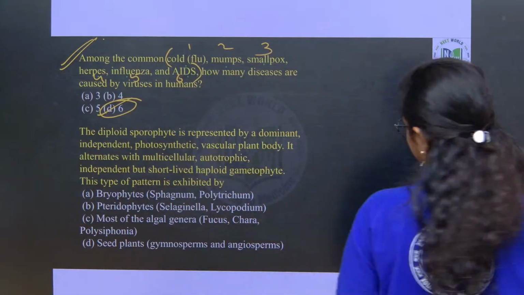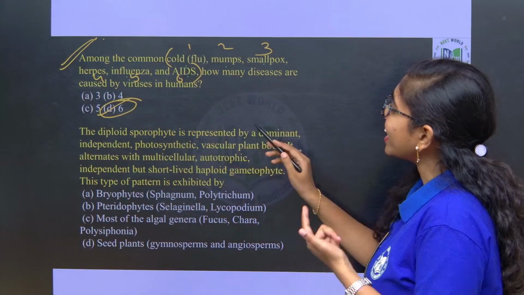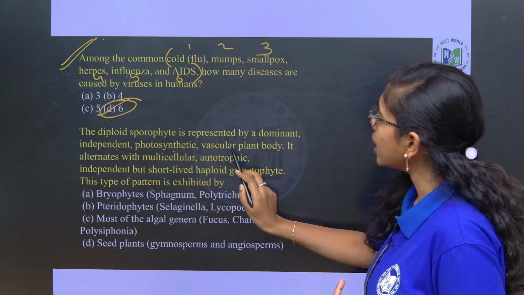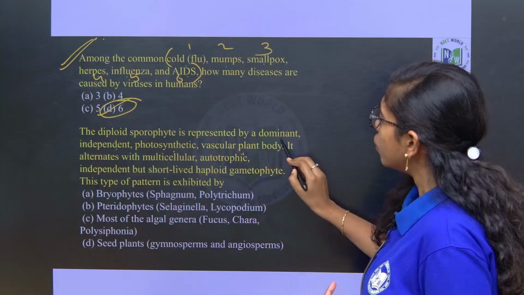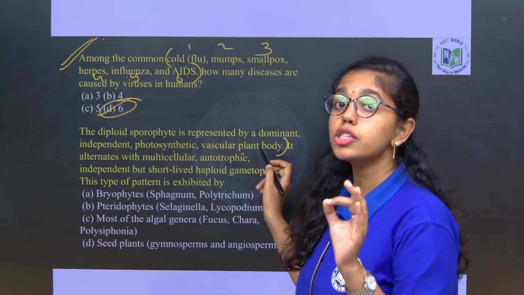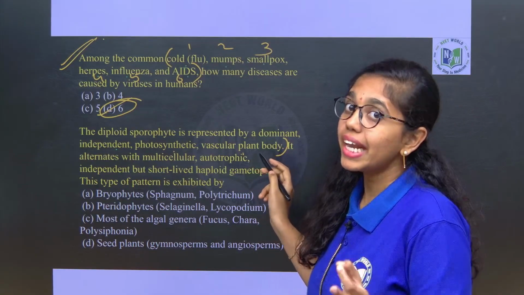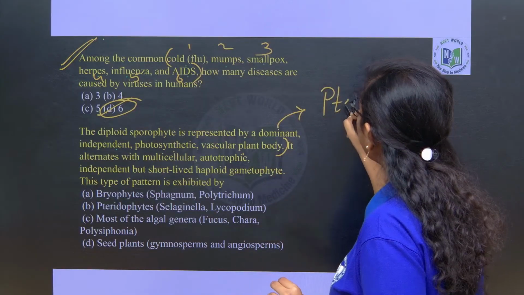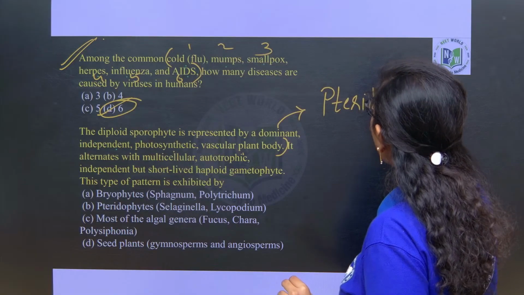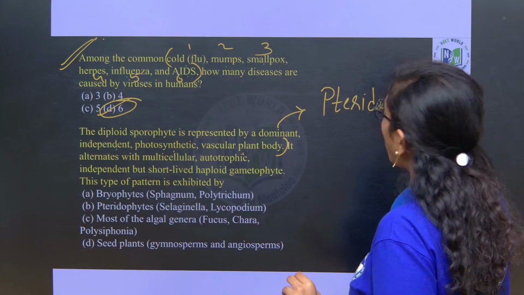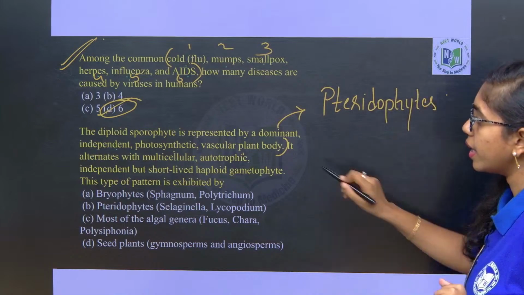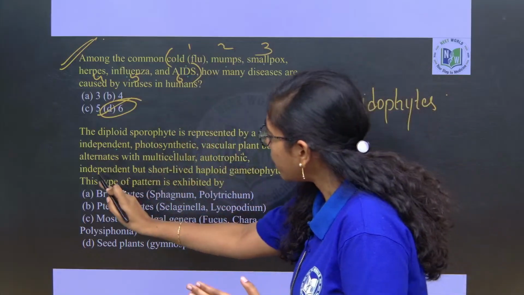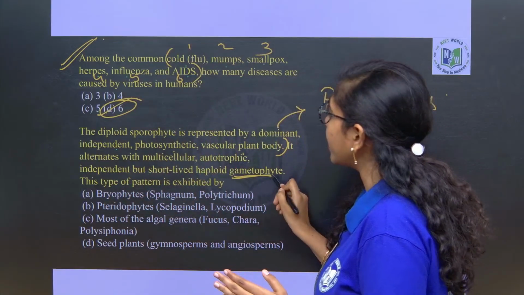The diploid sporophyte is represented by a dominant independent photosynthetic vascular plant body. Wherein the sporophyte is dominant and independent, this you first observe in pteridophytes. In pteridophytes, the dominant plant body is the sporophyte. It alternates with a multicellular autotrophic independent short-lived haploid gametophyte.